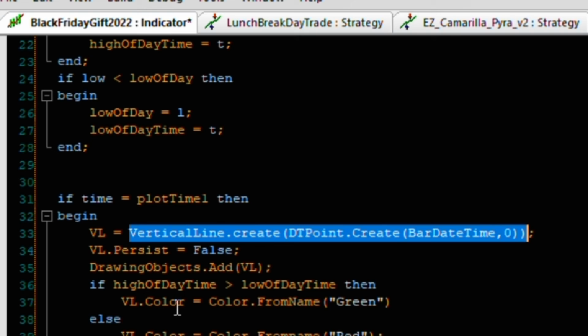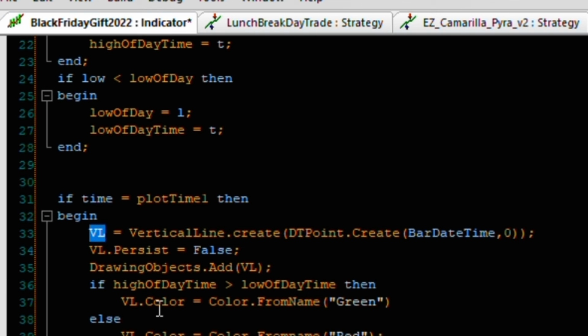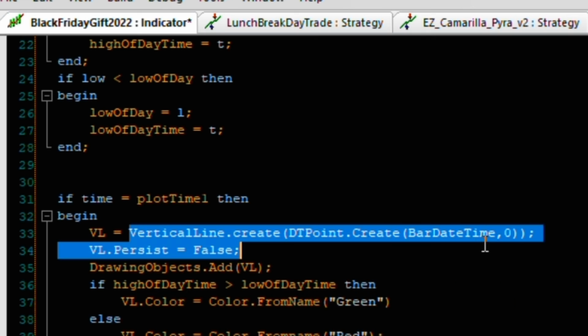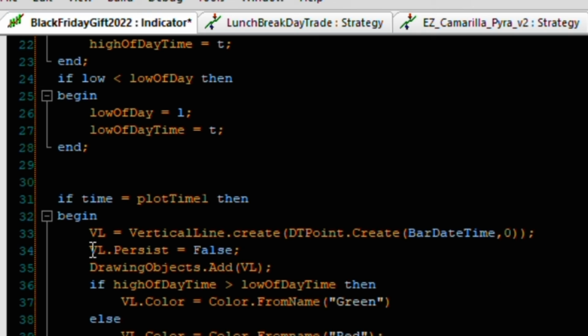So I'm going to create a vertical line, VL. Okay, it's going to be assigned a pointer or something, or an address with some information, and then I'm going to tell it to persist as false. I won't get into detail about what that means. Drawing object, I'm going to draw an object. I want to add a VL. Now it knows what a VL is because we tell it it's a vertical line here. So the drawing object is a function of some sort, and it says, okay, I'm gonna add something. I'm gonna add some form of drawing object. Is it an arrow? Is it a trend line? Is it a dot, or is it a vertical line? In this case, it's a vertical line.